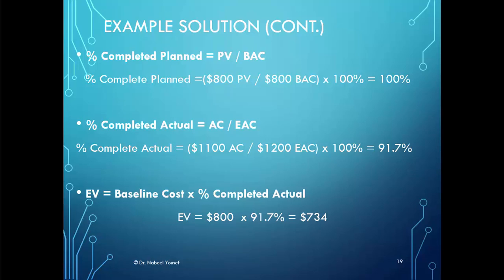Now the percent completed actual is equal to the actual cost divided by the estimate at completion, multiplied by 100%. That's 1100 divided by 1200 times 100%, which is equal to 91.7%. Now we can calculate the earned value, which is equal to the baseline cost, which was 800, times the percentage completed actual, which was 91.7%, and the earned value will equal $734.